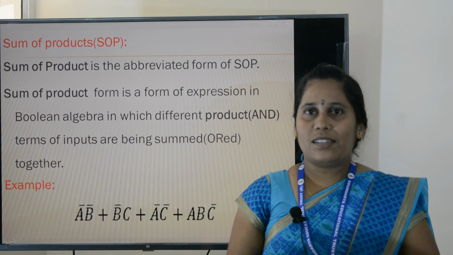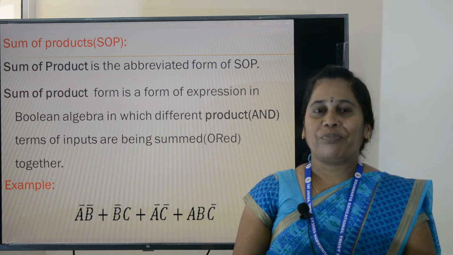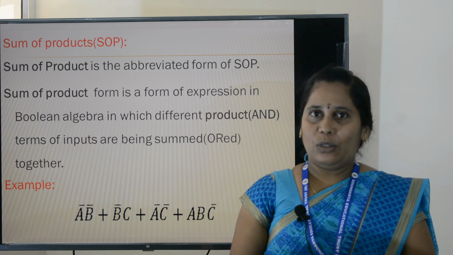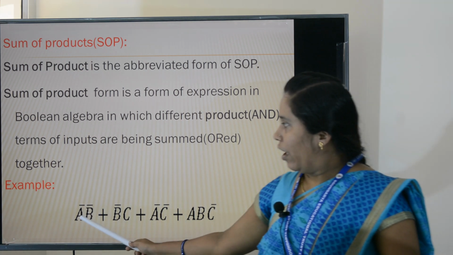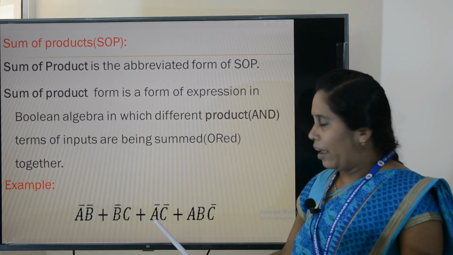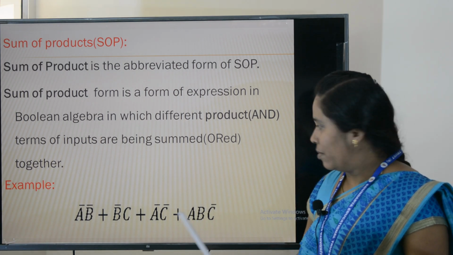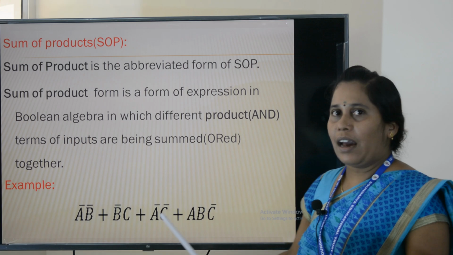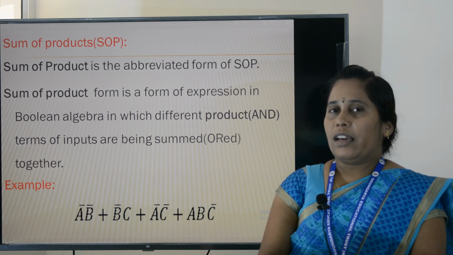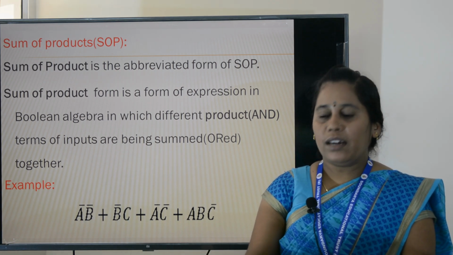The next term is sum of product. It is an abbreviated form of SOP. Here several product terms are added together. For example, A bar B bar is a product term, B bar C is a product term, A bar C bar is a product term, A B C bar is a product term. These many product terms added together is called SOP. So here the variables may be in complemented or uncomplemented form.